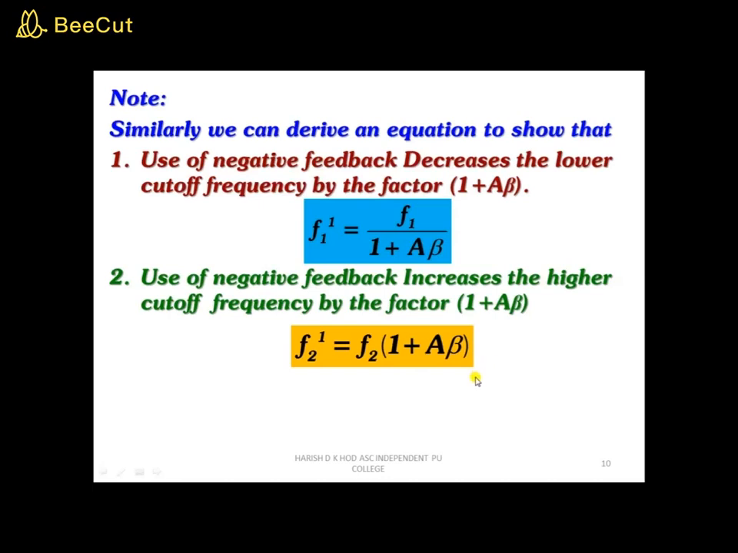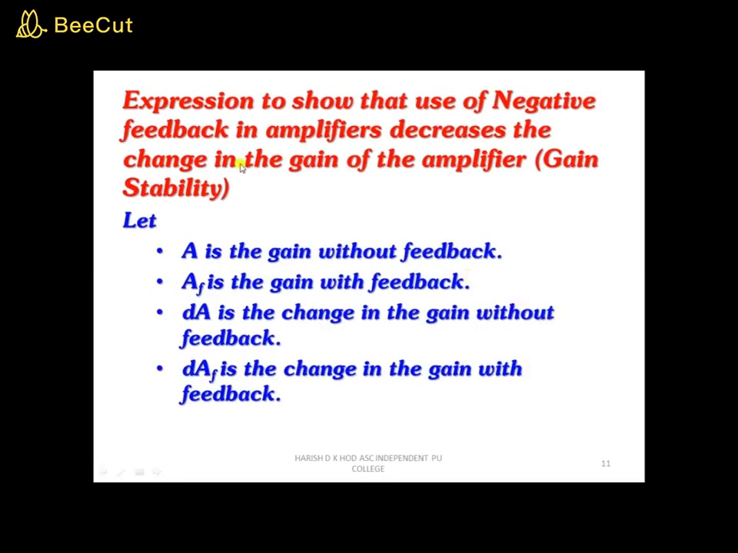Okay, now let us proceed with the last concept of this chapter, that is gain stability. So now let us derive an expression to show that use of negative feedback in amplifiers decreases the change in the gain of an amplifier. In other words, it stabilizes the gain of the amplifier.